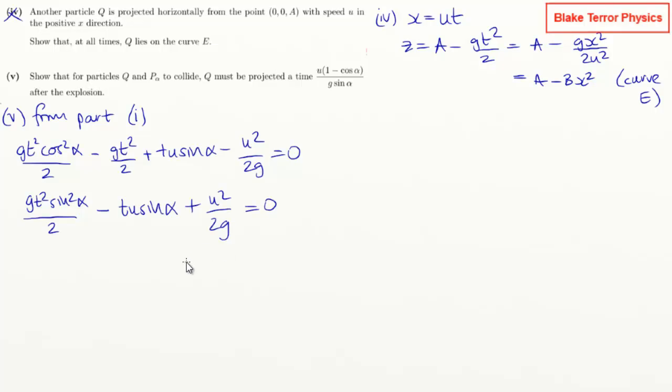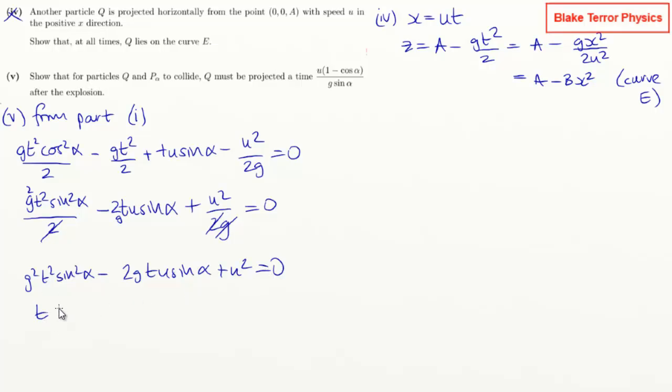Okay, so I've got that. Then, let's get it all on the flat. That's always quite nice. So let's multiply everything by 2, multiply everything by G. So that'll be a squared there, and then I need a G in here. So I've now got G squared T squared sine squared alpha minus 2G TU sine alpha plus U squared is equal to 0. So let's get what T is then.